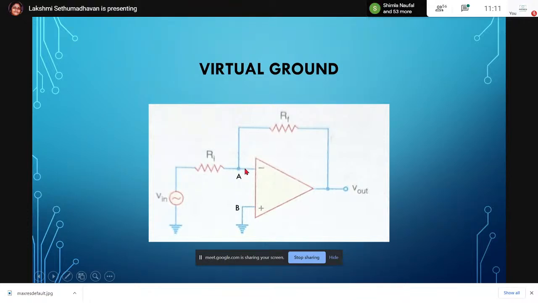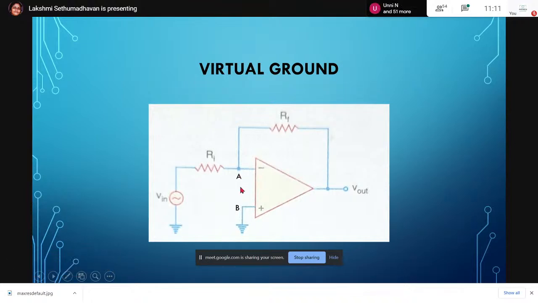Then how can I call this virtual ground? You know that the input impedance of this op-amp is going to be very high. That would mean no significant current flows into this input circuit. So if this is a ground potential, and you know that no significant current is going to flow through this because of the high impedance, you can say, why is current not flowing?